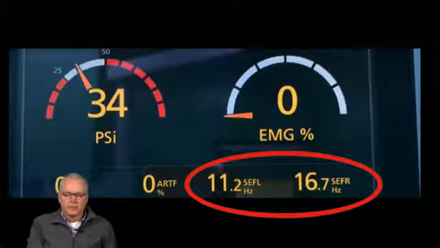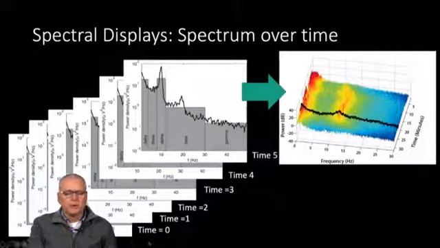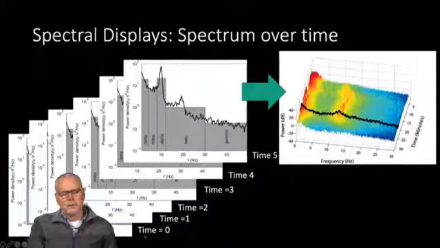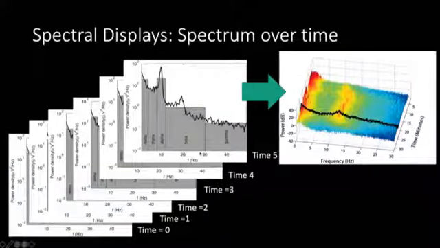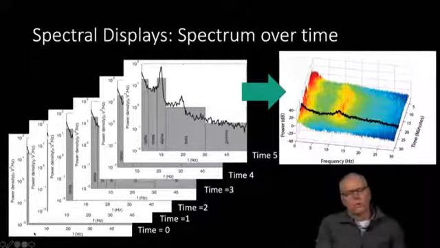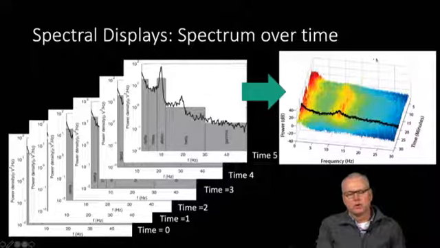Taking this one step further, let's assume we prepare a frequency versus amplitude plot at time 0, time 1, time 2, time 3, time 4, etc., every couple of seconds. And then we plot these side by side. We get this waterfall plot looking thing. Let's take a closer look at that.